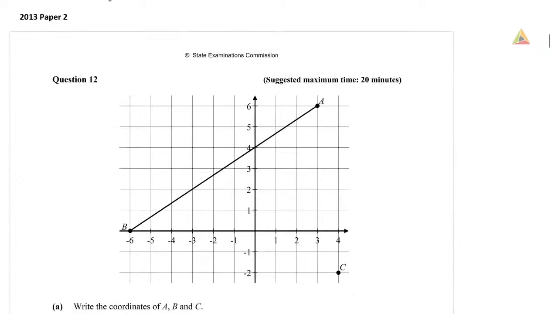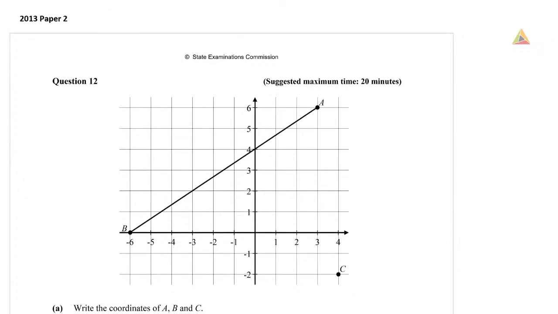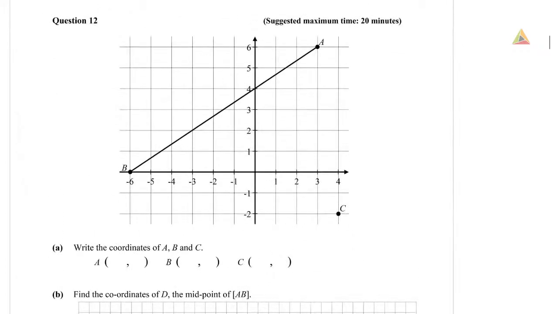So we're on to 2013, question 12 now. Okay, so for this question, it asks us to write down the coordinates of A, B, and C. So for A, which is this point here, if we come down, it's 3 on the x-axis, 6 on the y-axis. So that's the point (3, 6). For B, which is this point here, that's an easy one, it's going to be minus 6 on the x-axis and 0 on the y-axis. And then C, which is this point here, so we'll go up to the x-axis, so it's 4 on the x and minus 2 on the y-axis.